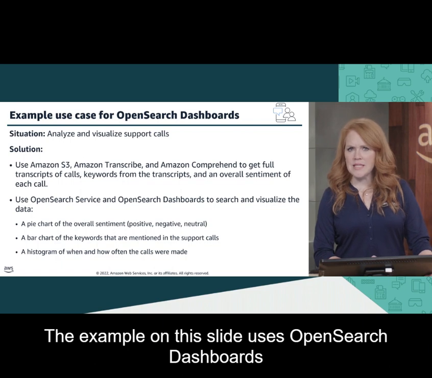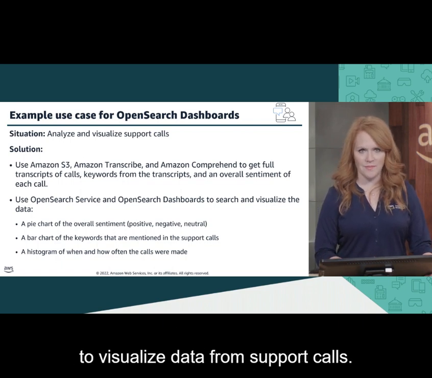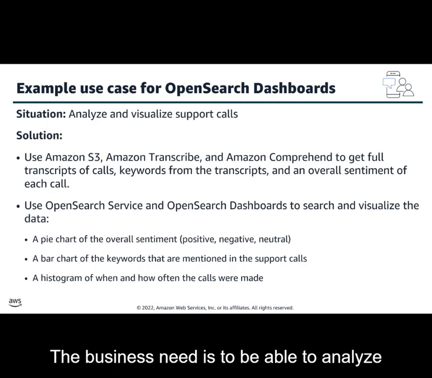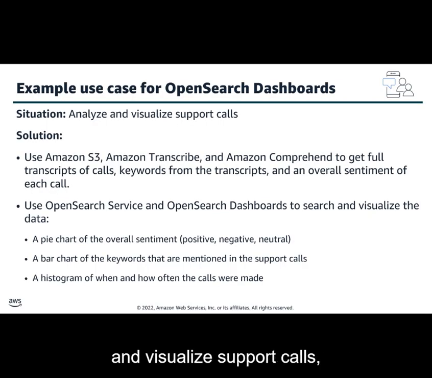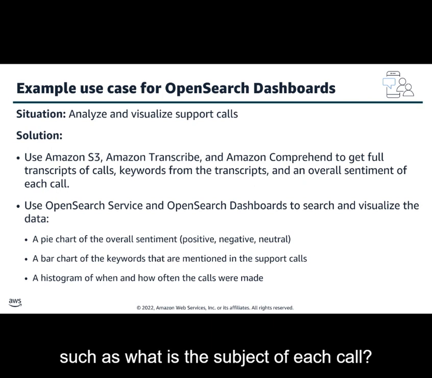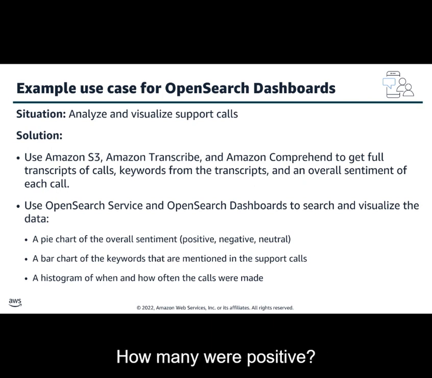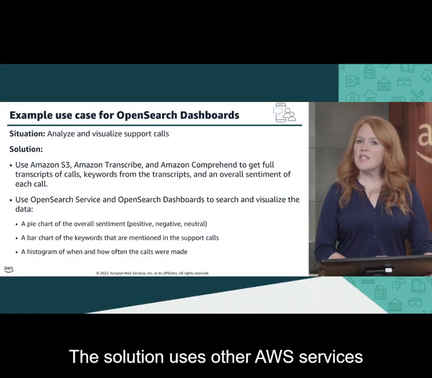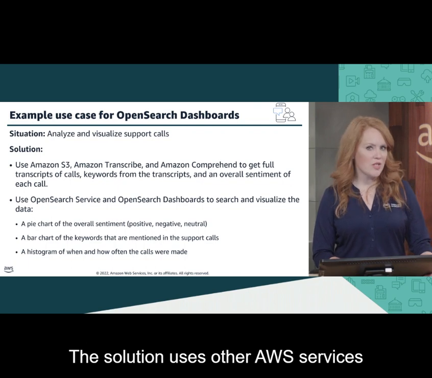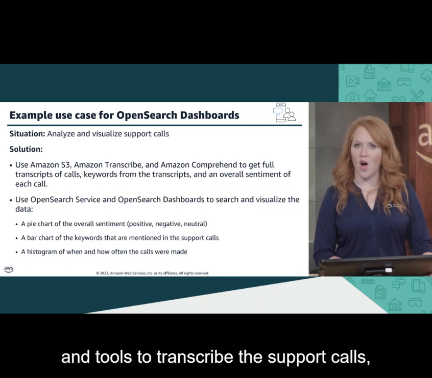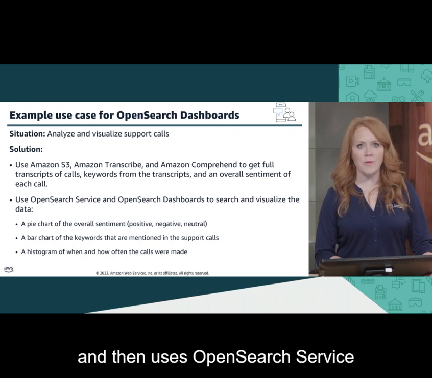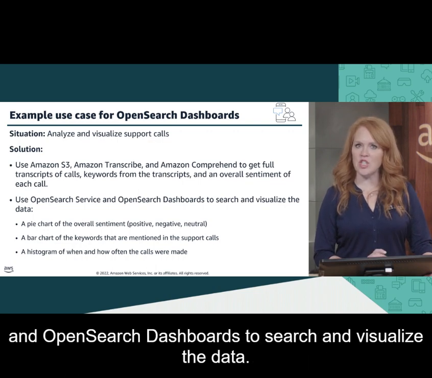The example on this slide uses OpenSearch Dashboards to visualize data from support calls. The business need is to be able to analyze and visualize support calls, such as what is the subject of each call? How many were positive? How many were negative? How can managers search or review the transcripts of these calls? The solution uses other AWS services and tools to transcribe the support calls, and then uses OpenSearch Service and OpenSearch Dashboards to search and visualize the data.